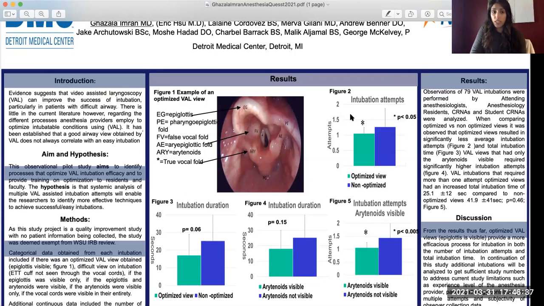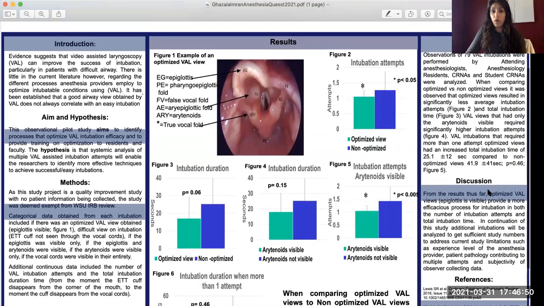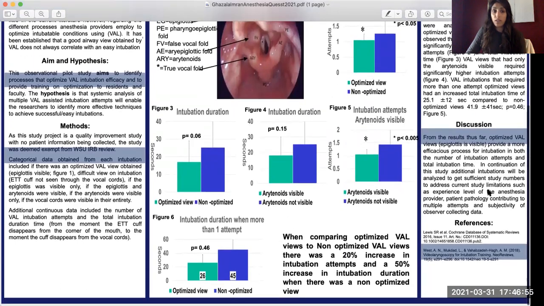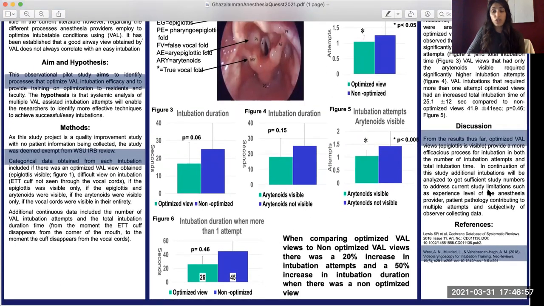So based on what we looked at, it did show that patients that did not get an optimized view with the video laryngoscope actually required more intubation attempts. And this was a statistically significant value of negative 0.05 for the p-value. We also looked at the duration and the time it took to successfully secure the airway, and that also was a statistically significant value.